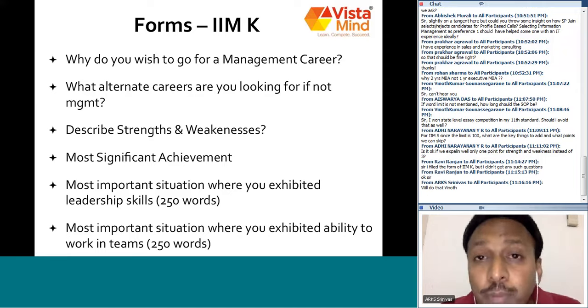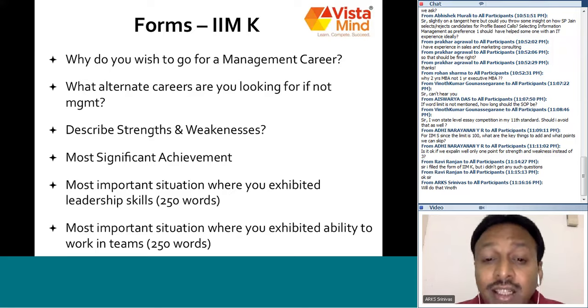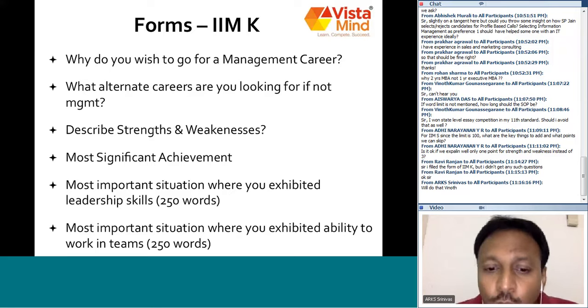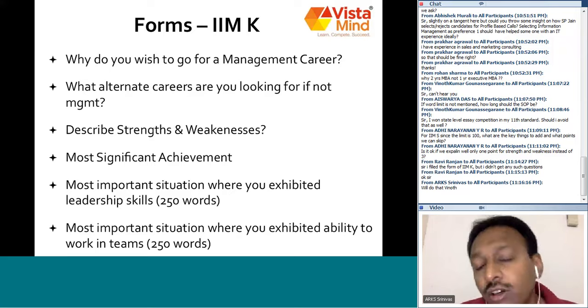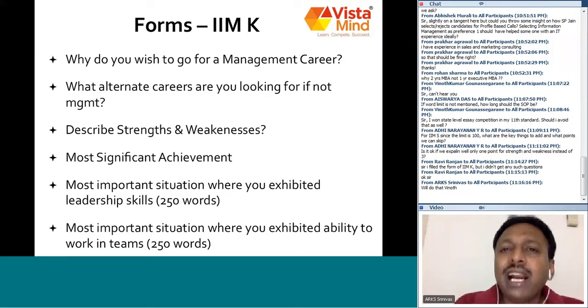Okay, then, the most important situation where you exhibited leadership skills. This is another interesting question where you need to figure out. Again, the next one: the most important situation where you exhibited the ability to work in teams. You can't say the same thing in both. I was also a leader, I was also a team player. There is a difference between being a team player and leadership.